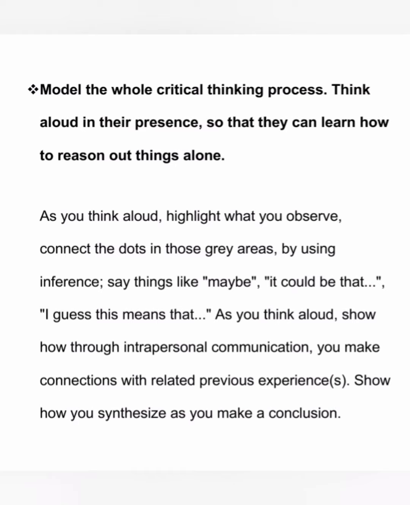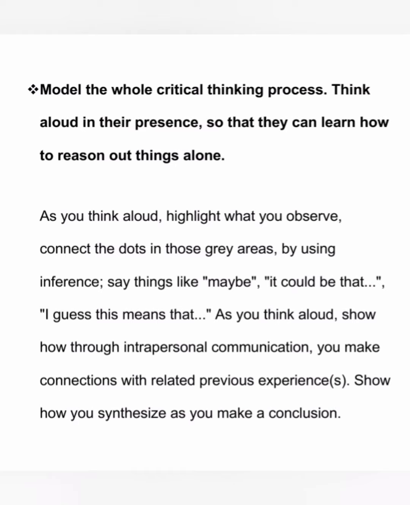3. Model the whole critical thinking process. Adults can model the critical thinking process by thinking aloud in the presence of children. That way, the children can learn how to reason out things alone. As you think aloud, highlight what you observe. Connect the dots in those gray areas by using inference.